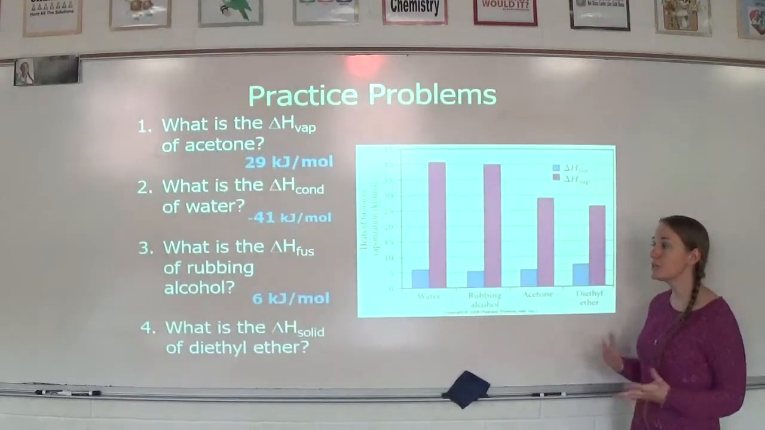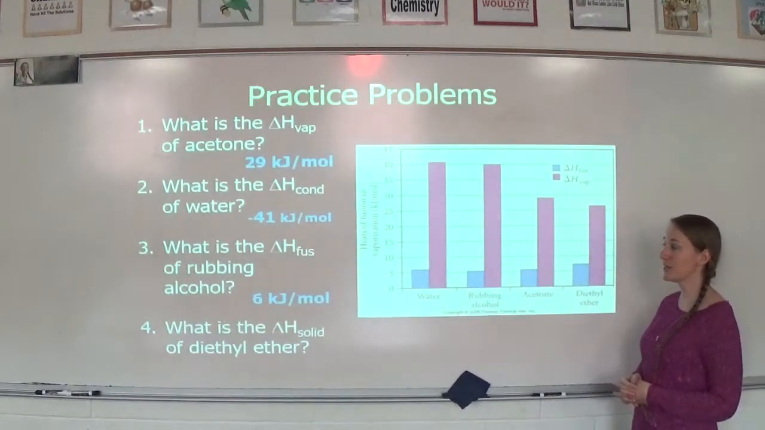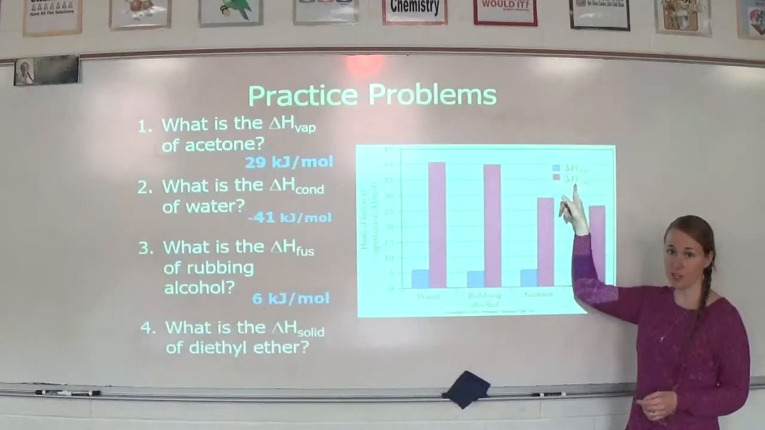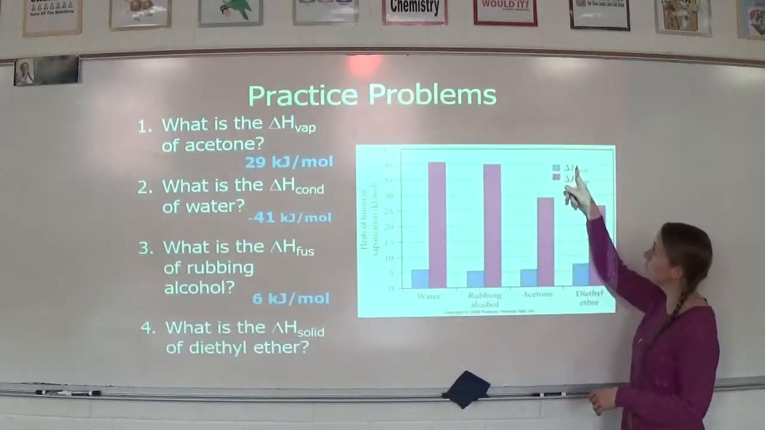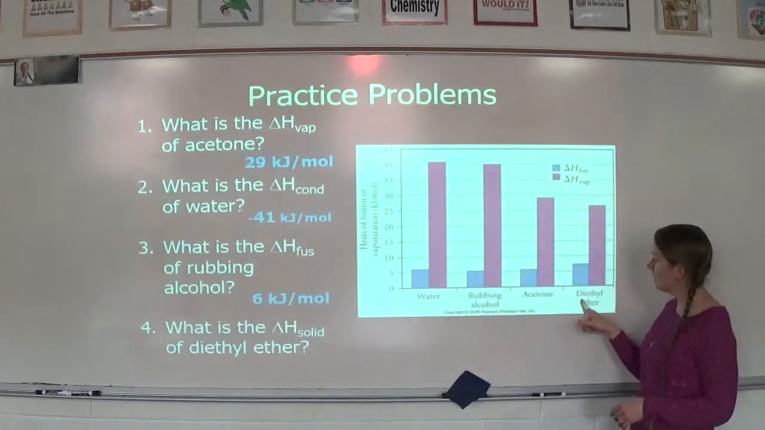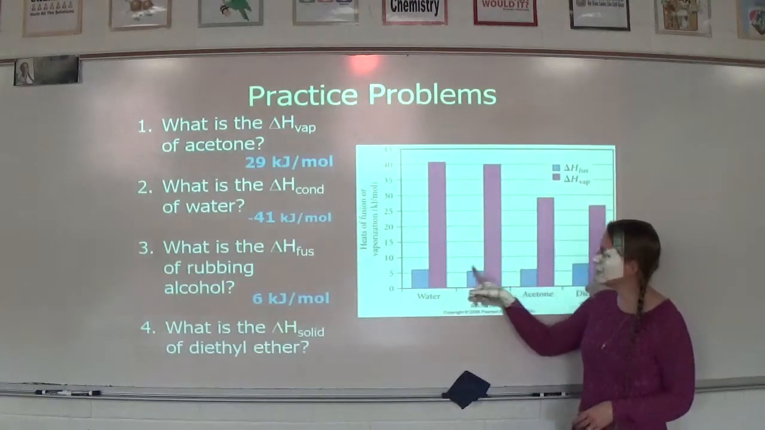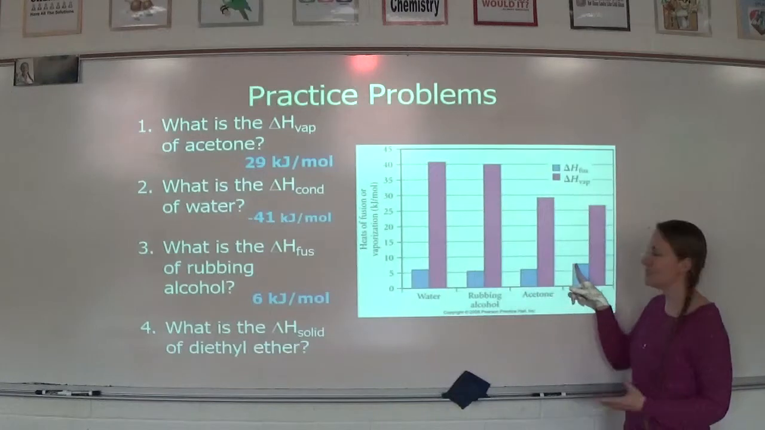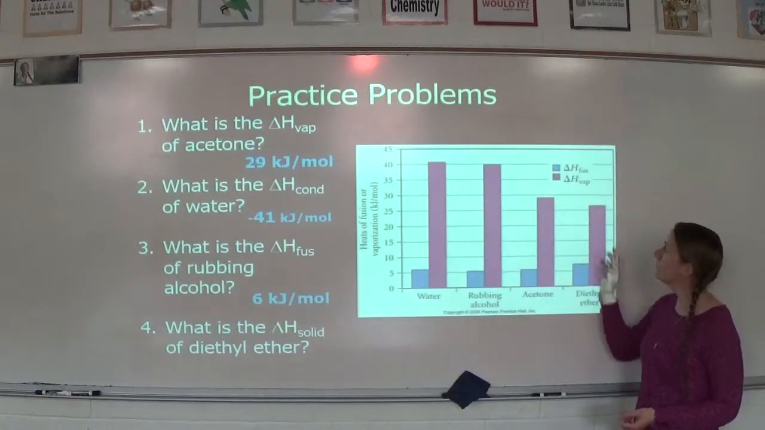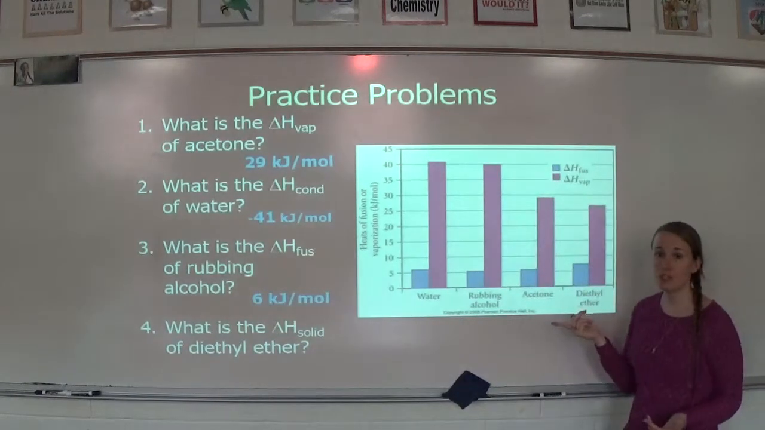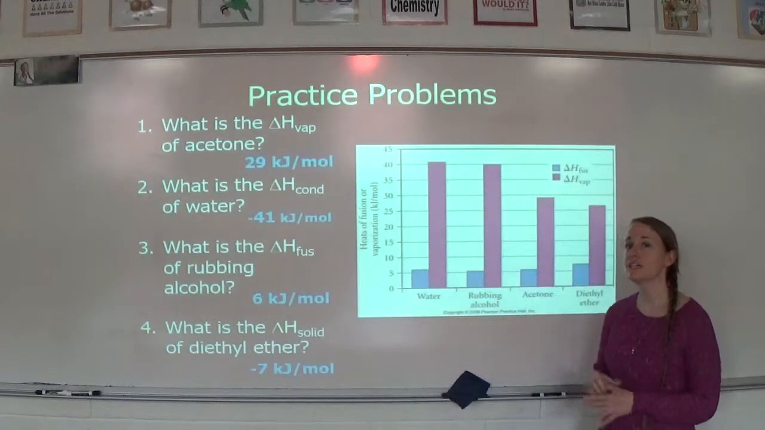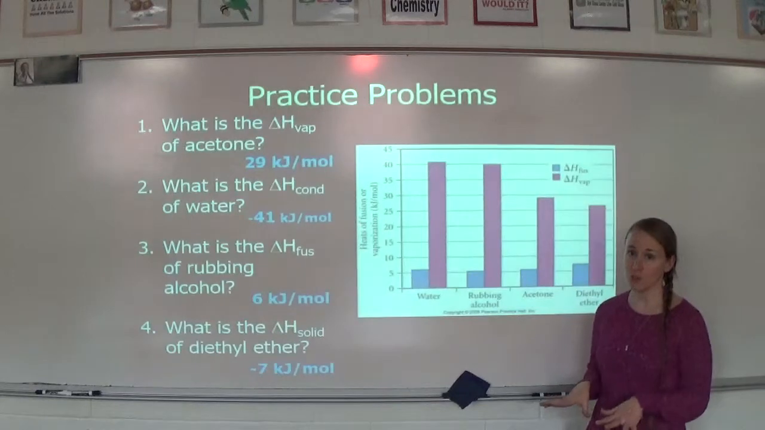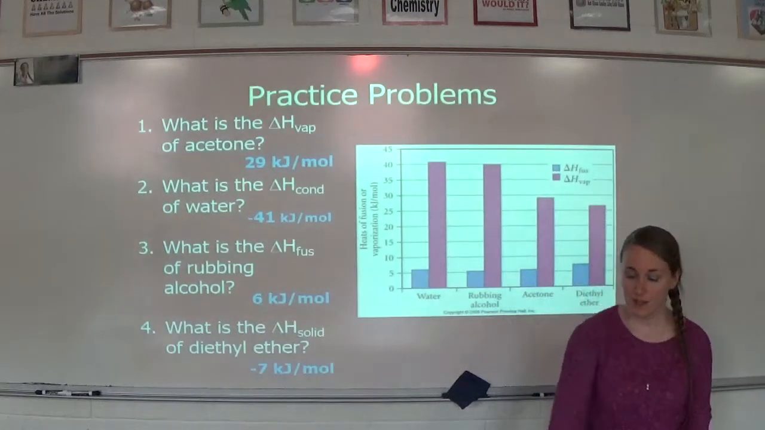And then the last one says, what is the delta H of solidification of diethyl ether? We don't have solidification. We have fusion and vaporization. So solidification is the opposite of fusion. So I find diethyl ether. It's kind of in the middle of 5 and 10. So I put about 7 probably. But we're talking about solidification, not fusion. So I would put negative 7 kilojoules per mole. Okay, so you gotta be real careful with signs in thermochemistry. That's very, very, very important.